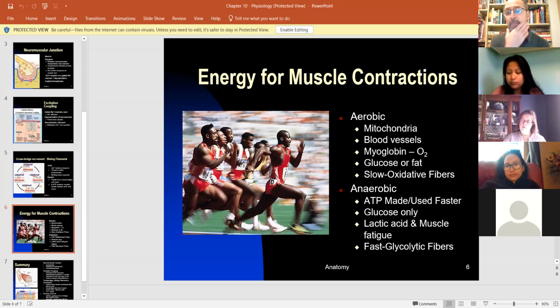And they also have really fast myosin. So these muscles will contract much faster, okay? But they use up glucose, and the waste product they produce is lactic acid. That changes the pH of the muscle. These muscles fatigue. Okay, and so these are like sprint muscles.